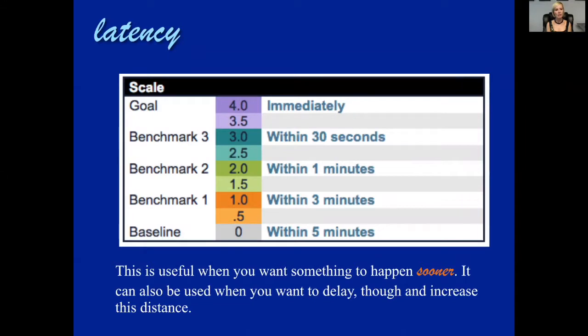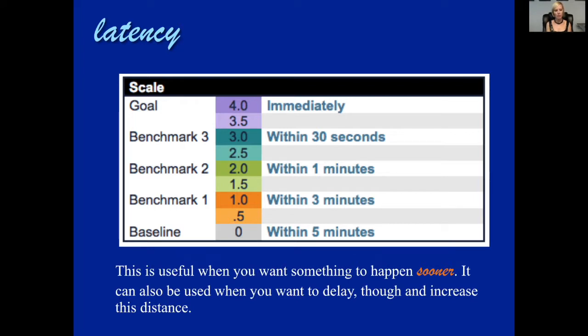Latency. This is when we want something to happen quicker. For those of you who are trained in applied behavior analysis or have some awareness of this, we want the distance between the antecedent and the behavior to be reduced. We want the distance between a prompt and the behavior we want to see happen to be shorter.